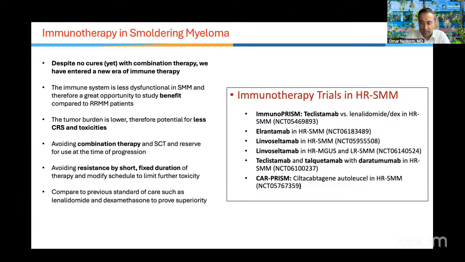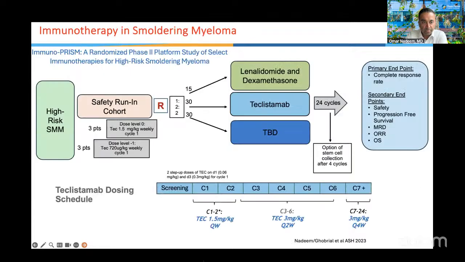And we will try to give these for a fixed duration, so that we can limit the toxicities and not lead to any resistance down the line. So as a result, there are several ongoing immunotherapy trials in high-risk smoldering myeloma. We've done a few that I'll cover shortly, but there are several being done at other centers looking at some of these bispecific antibodies in combinations or as single agents, and also a trial of CAR T cell therapy that I'll talk about shortly.